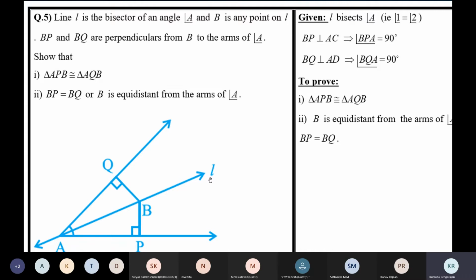Now, this line L bisects angle A, meaning it divides the angle into two equal halves. This line L bisects angle A, which means angle QAB is equal to angle PAB. Correct? Or you can say angle BAQ is equal to BAP.